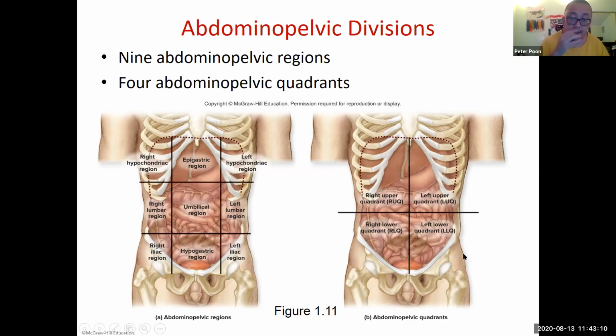By understanding what quadrant the pain is in, it eliminates a lot of different things and points you toward possible causes. Does it have to be appendicitis in the right lower quadrant? No. Is it most likely that? Yes. All right, so that ends chapter 1. And we'll move on to chapter 2 in the next chapter.